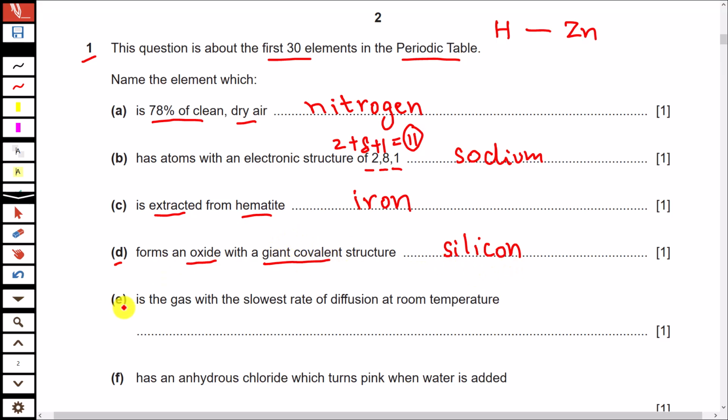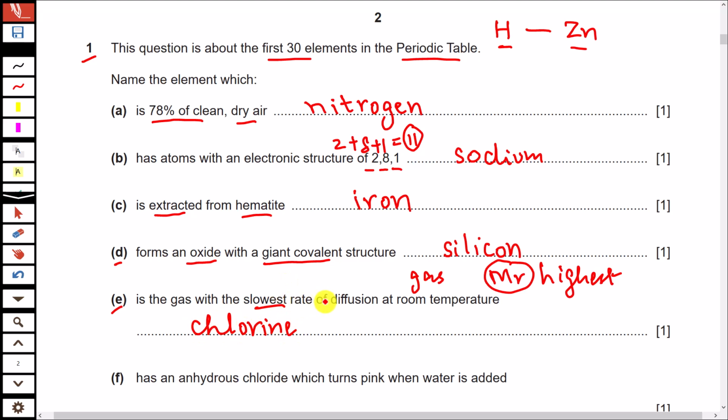covalent structure. Next, which is the gas with slowest rate of diffusion at room temperature? So you have to look from hydrogen to zinc, and we will see a gas that has the highest Mr value, because we know that Mr is inversely proportional to the rate of diffusion. So among these first 30 elements, chlorine is the gas with the slowest rate of diffusion. Why? Because it has the highest Mr value, and the Mr value for the chlorine molecule is 71.